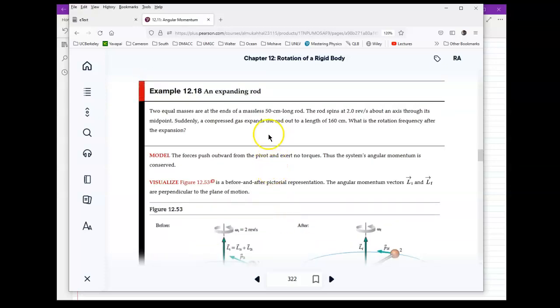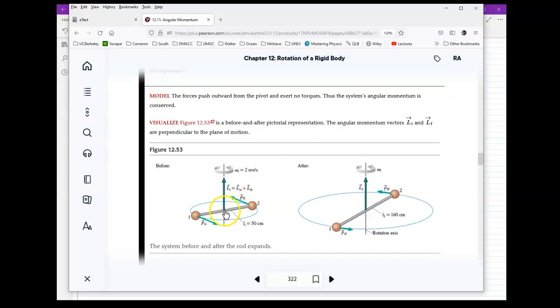Suddenly, a compressed gas expands the rod. So inside the rod, there is gas that will cause it to expand outwards. So M2 goes this way and M1 goes this way. It becomes longer. That's what we have. So you have a longer rod, and now we have a wider, a larger radius. You got that?